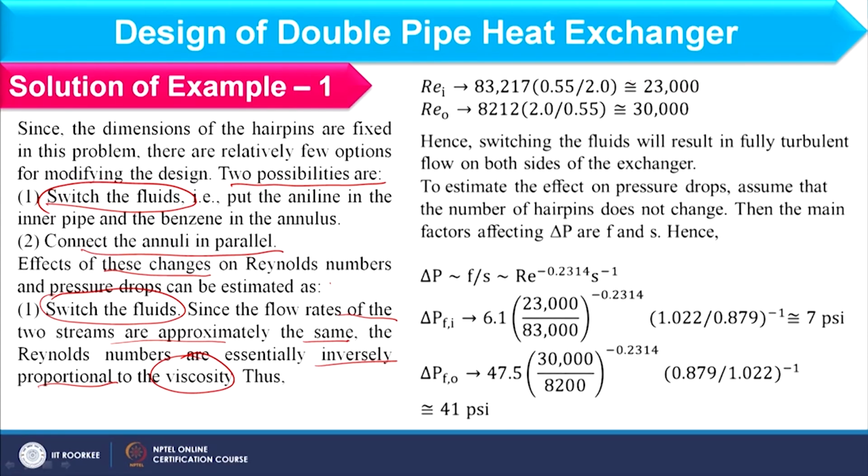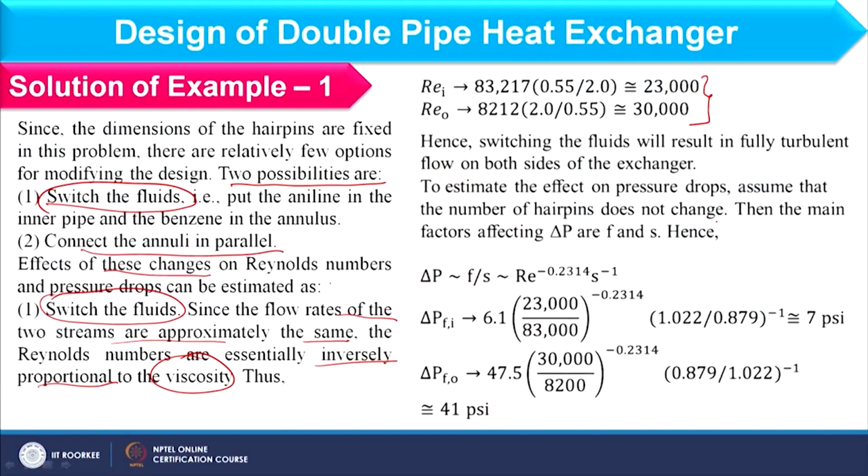So, if I consider the reverse, or switching, of the Reynolds numbers, we can find the Reynolds number in the inner pipe and the annular side. It means both are falling in the turbulent zone, fine. So, once I have the Reynolds number of both sides, we can calculate the pressure drop of both sides.